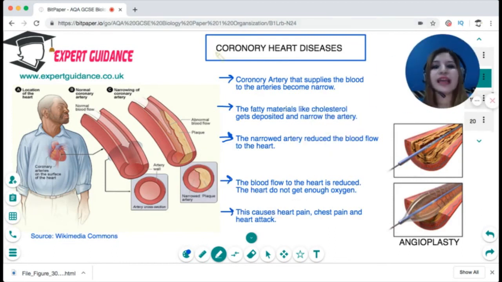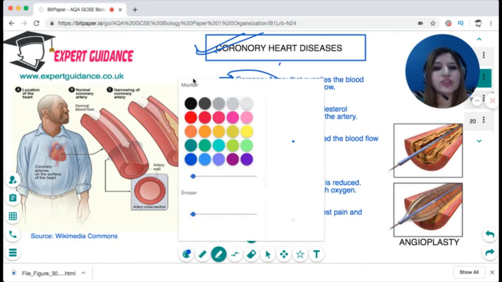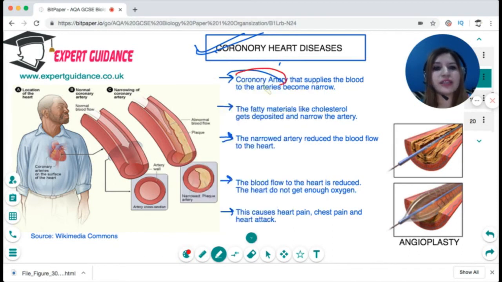Okay, now since we have discussed the heart, there are a lot of problems that can come up with the heart, and they are known as coronary heart diseases. Now, what are coronary heart diseases? If there's a problem in a coronary artery. What's a coronary artery? It is an artery, the branch of the aorta that supplies the blood to the heart.